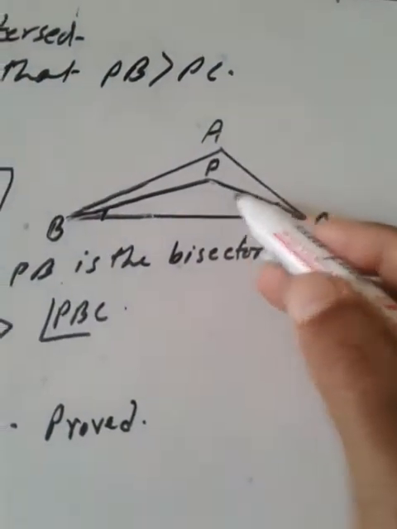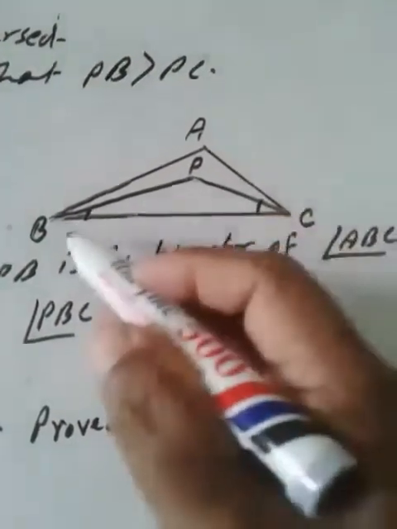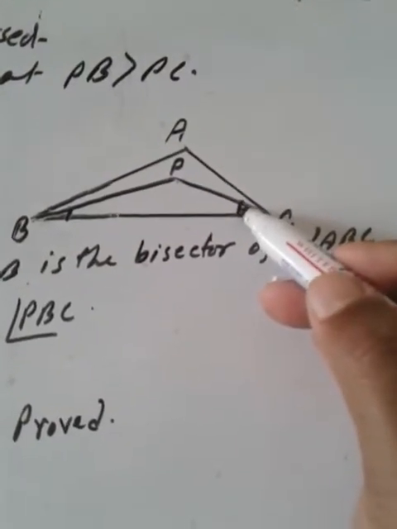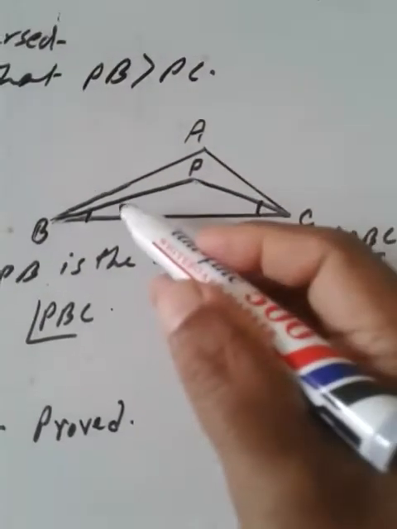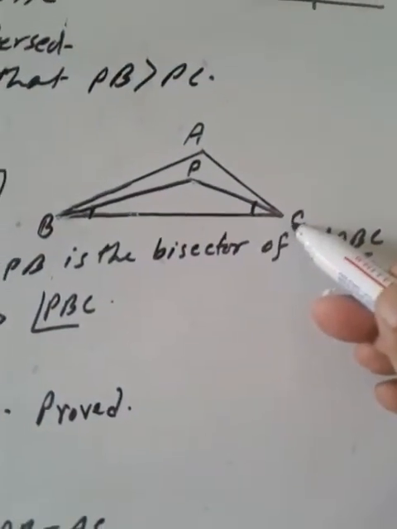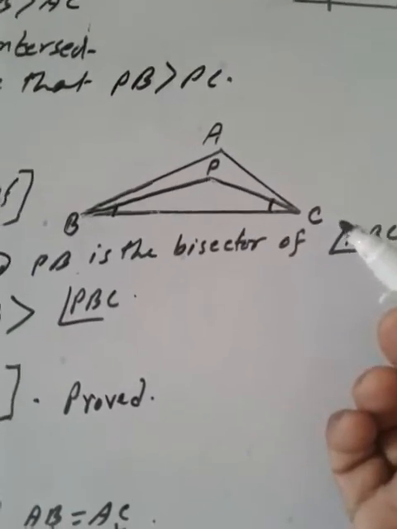This angle PCB, angle PCB is greater than PBC, and PCB is the greater angle, and the opposite side of this angle is BP. Therefore BP is greater than PC, opposite side of the greater angle, like that.